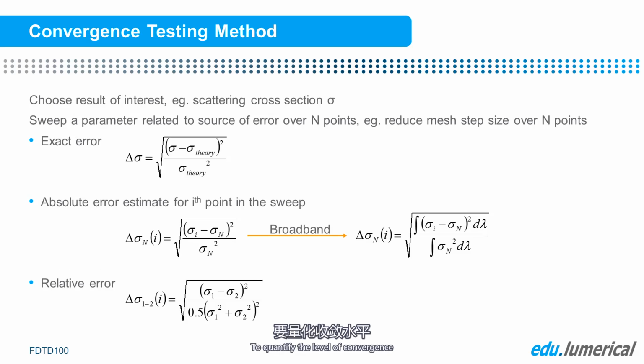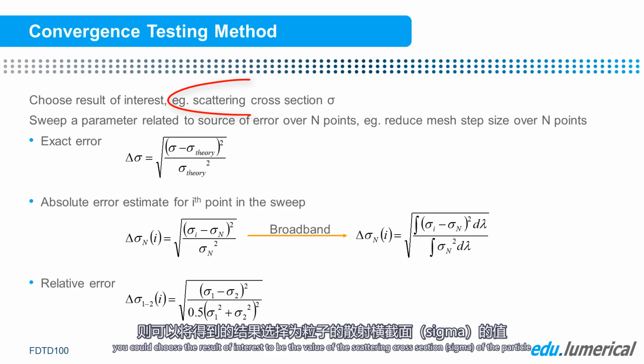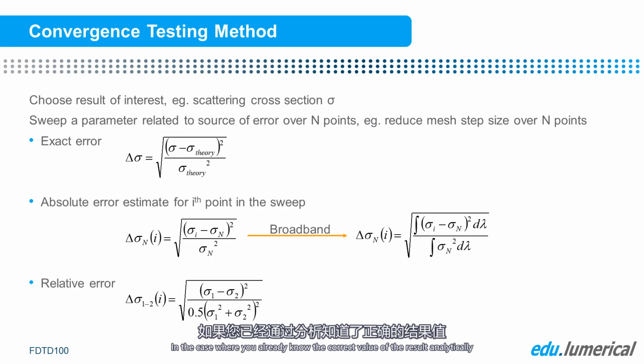To quantify the level of convergence, you can start by choosing a result of interest from your simulation. For example, if you're simulating particle scattering, you could choose the result of interest to be the value of the scattering cross-section, sigma, of the particle. In the case where you already know the correct value of the result analytically, you can calculate the absolute error in the simulated result using the equation here.